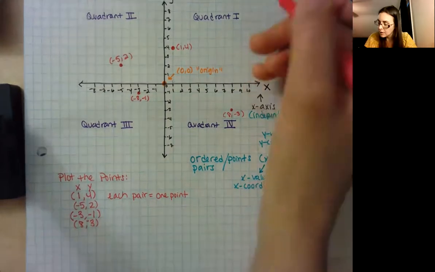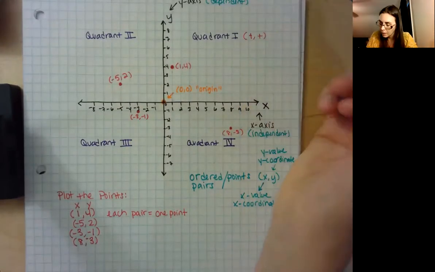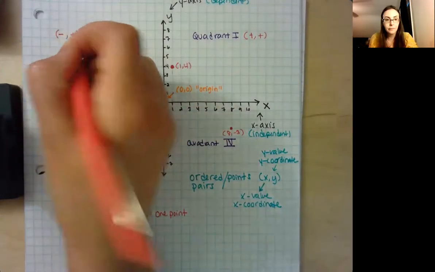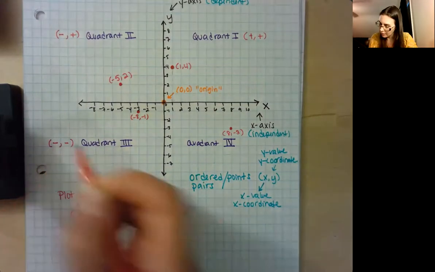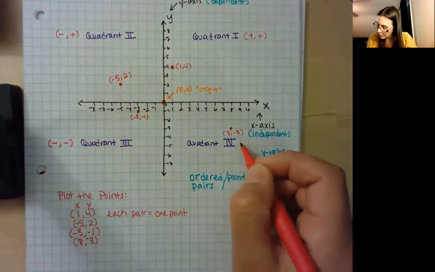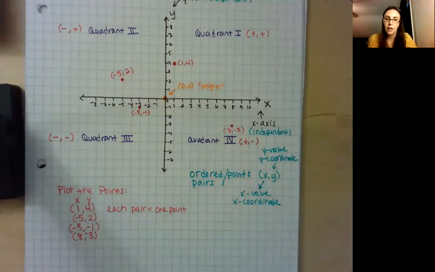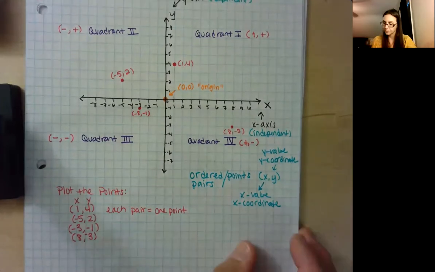So for instance, here, you're going to have positive x, positive y. Here, you're going to have negative x, positive y. Here, you would have a negative x and a negative y. And then here, you would have a positive x and a negative y. So just a little hint there if you're getting stuck on where to look. There are patterns to each of these quadrants.